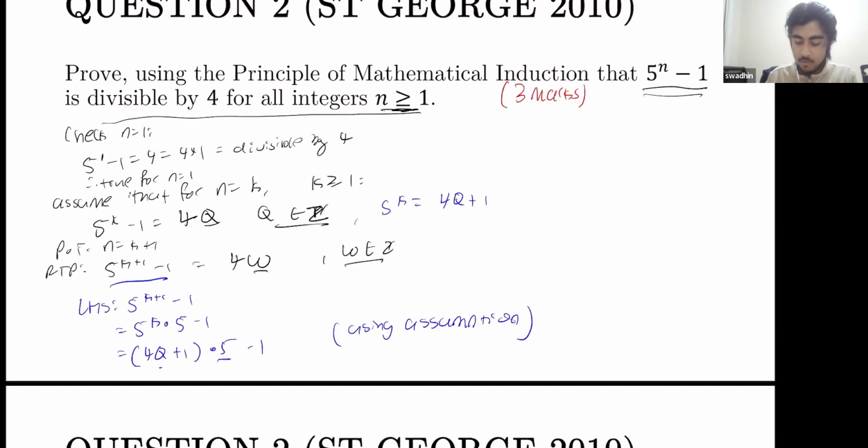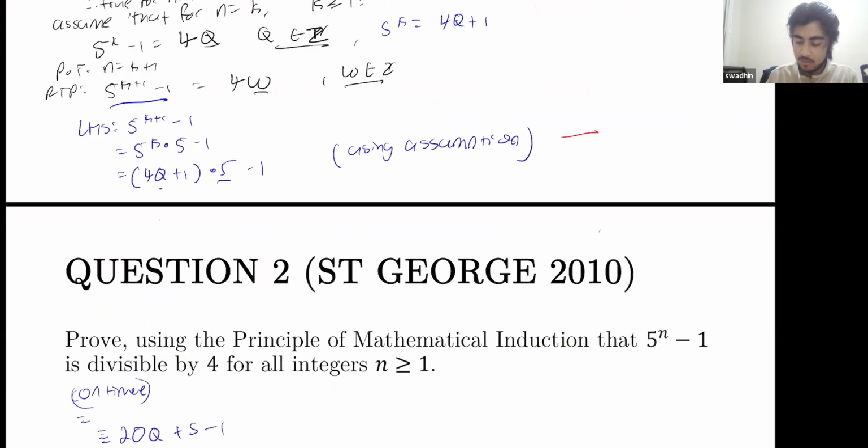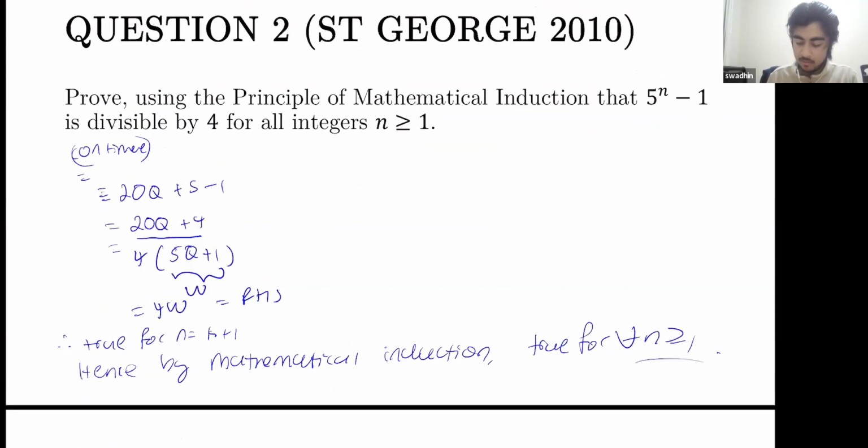So again, 1 mark for checking the initial case, another mark for using assumption, and the final mark for the correct proof and conclusion.